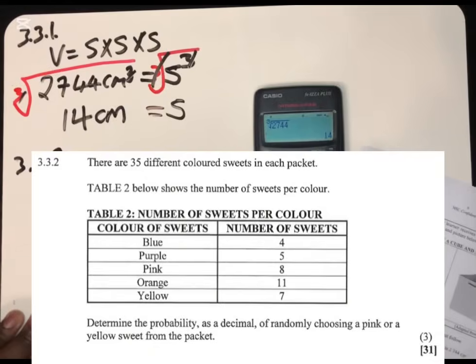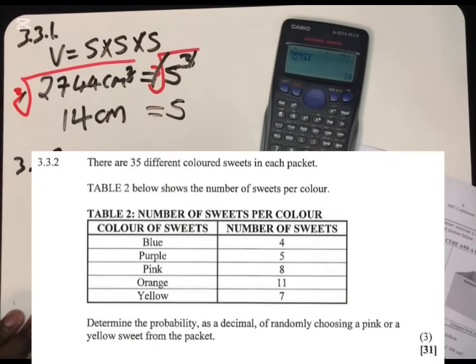3.3.2. It says, there are 35 different colored sheets in each packet. The table below shows the number of sheets per color. And then if we look at this table, we can see blue, there are 4, purple, there are 5, pink, there are 8, orange, there are 11, yellow, there are 7. Determine the probability as decimal of randomly choosing a pink or a yellow sheet from the packet.